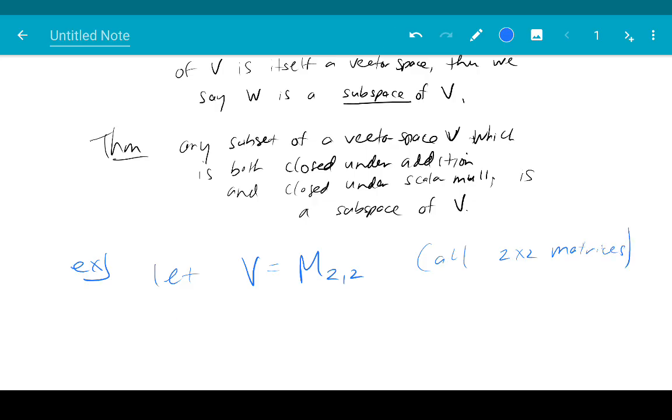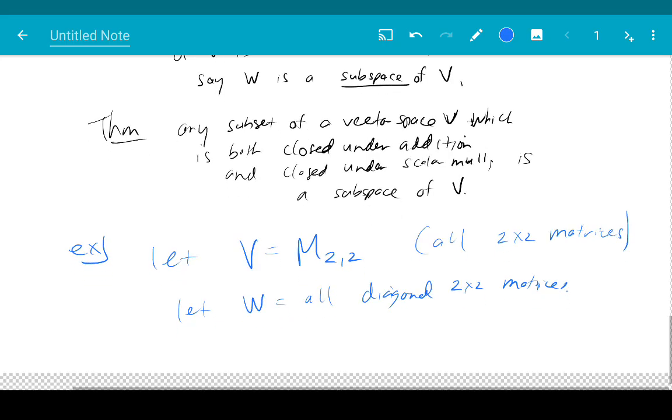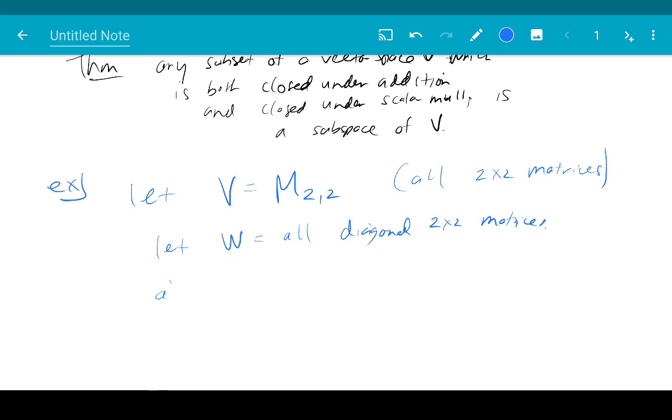Okay, and how about this? Let W equal all diagonal 2 by 2 matrices, right? Okay, so this is the problem, and then here's the questions. This would be a reasonable test question.